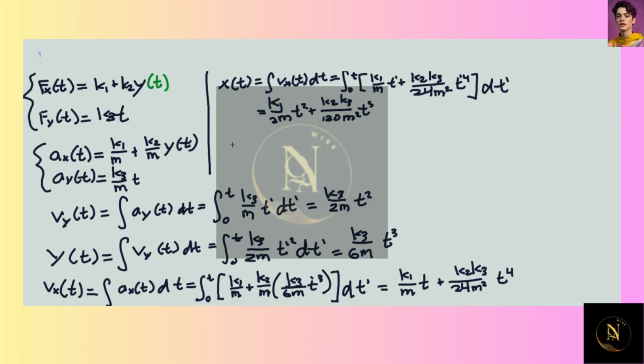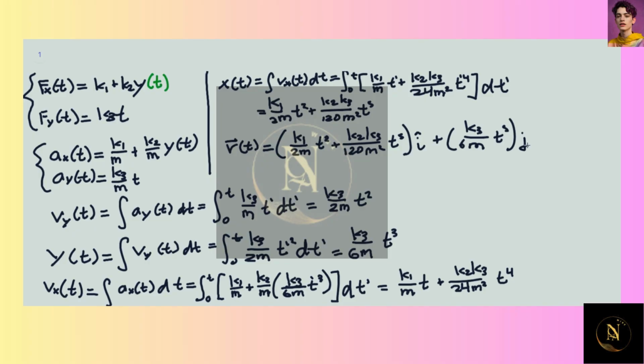So now we can go ahead and record this position vector by combining the x and y components. We just said that this is k1 over 2m t squared plus k2 k3 over 120 m squared t to the fifth power. This is in the i hat direction. Add that to the y component, which we said is k3 over 6m t cubed. This is in the j hat direction. That sums up what the position vector looks like.